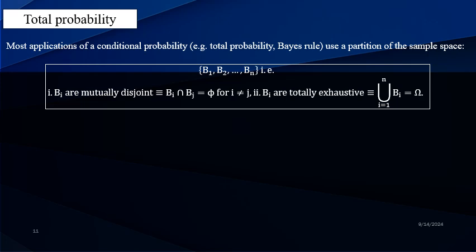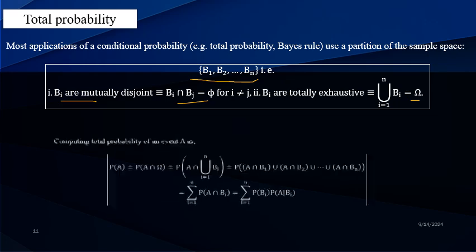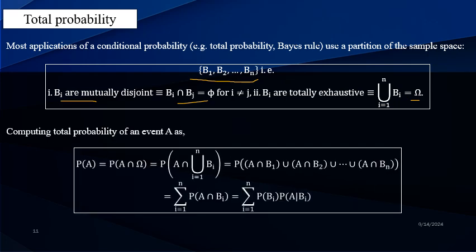So most applications of conditional probability, like total probability or Bayes theorem, are dealing with a partition of the sample space. If you say these are the partition members, defining a partition of the sample space, then they must satisfy two conditions. The Bi are mutually disjoint, that means Bi intersection Bj is empty for i not equal to j, and the Bi are totally exhaustive. If you take the union of Bi, it gives back the sample space, which we had already discussed. I am summarizing this. Now we are coming to compute probability of A.